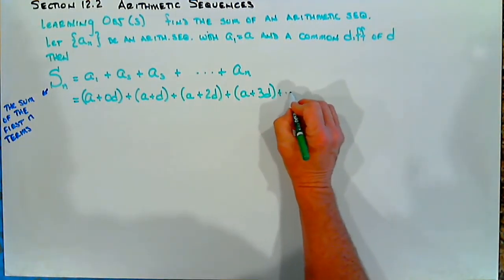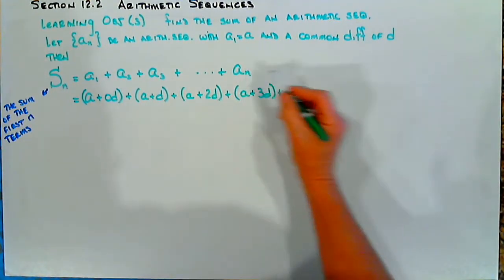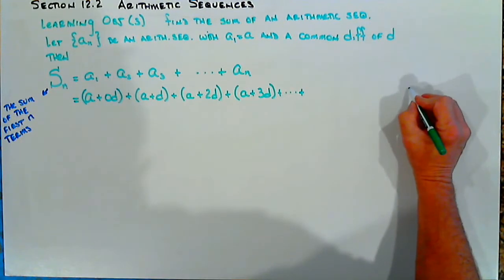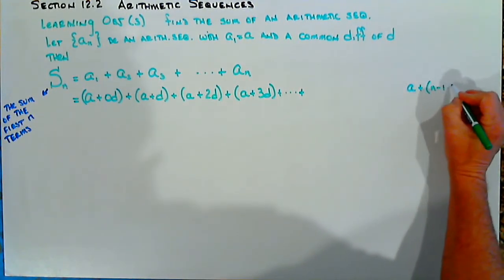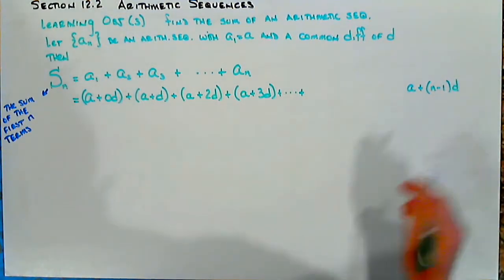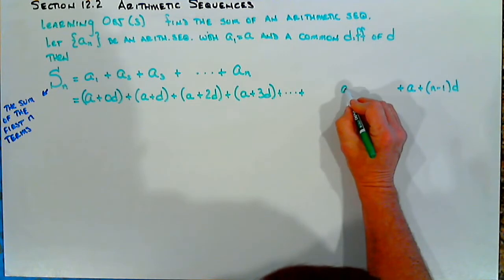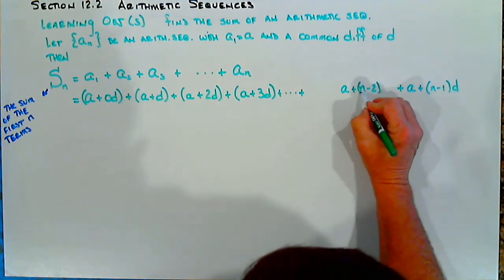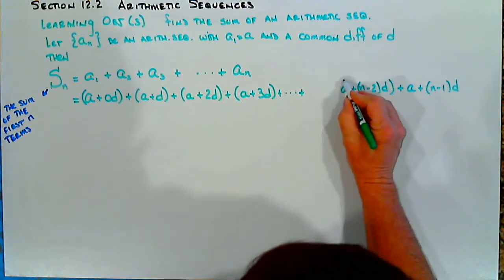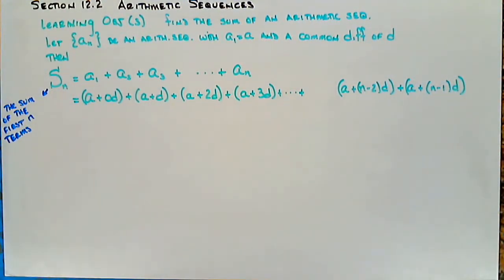And if we add all these up, my last term, we said that was going to be a plus n minus 1 d's. That's what we said, right? Well, who comes before that? Before that is a plus n minus 2 d's. Now, that's everybody laid out.